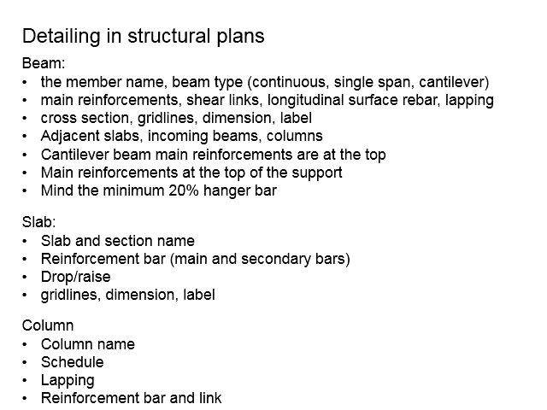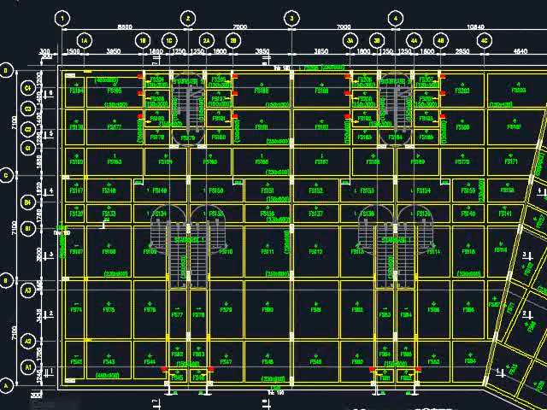In this video, we're going to proceed our discussions with the detailings of the slabs. This again needs to be referred with the structural key plan, specifically which cross sections the detailings are referring to. Clearly indicate the name of the slab, the section of the slab. There will be reinforcement bar, the main and secondary bar. There will be drop and rise, grid line, dimensions, as well as the labels. Let us look at some examples.